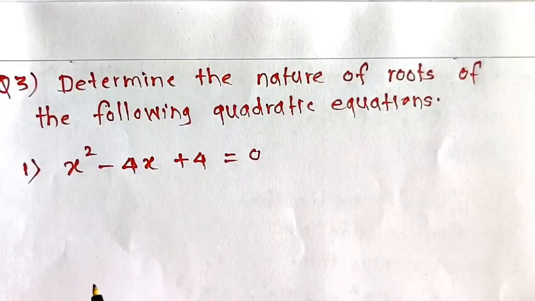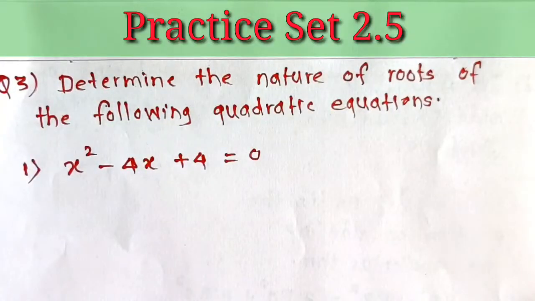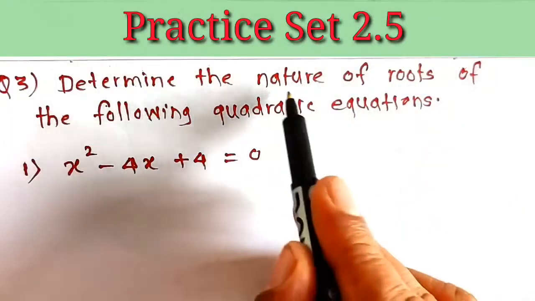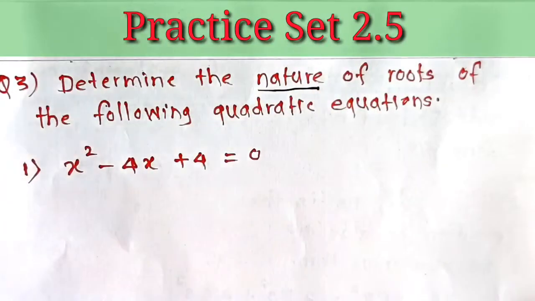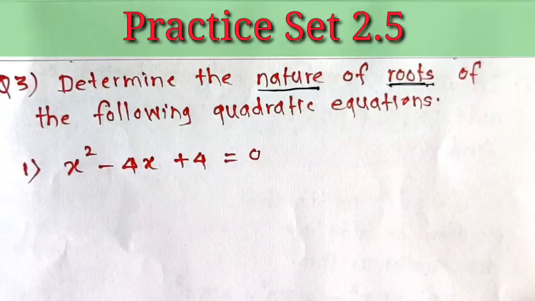Now this is question number 3 from practice set 2.5. If we read that question, what is given? Determine the nature. Nature means 3 possibilities: either the roots are real and equal, real and unequal, or not real. That we have to decide. And you know, we can decide that using the value of b square minus 4ac.